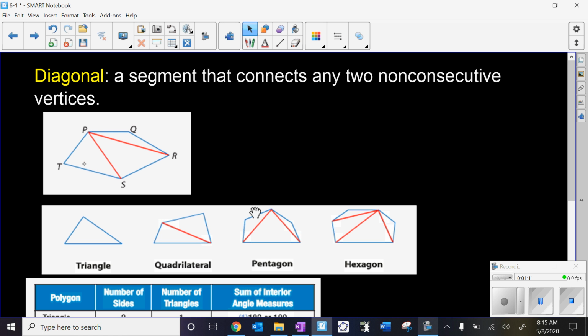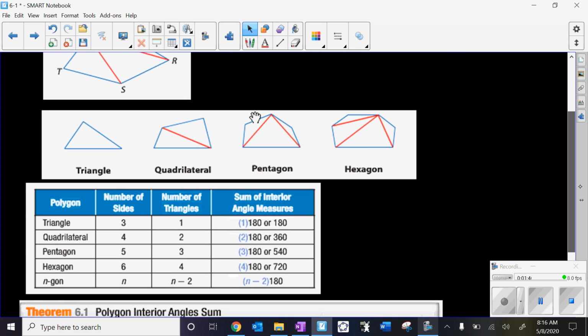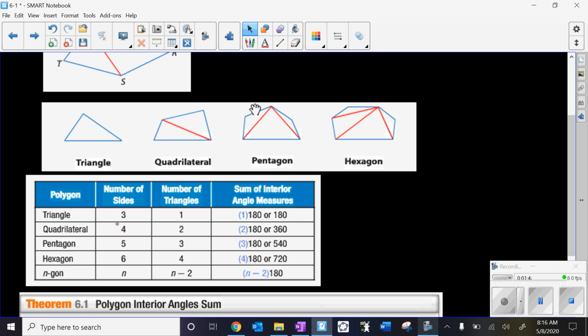And then once I find the number of triangles, I can just take that times 180, because we know that any triangle adds up to 180 degrees. So a triangle, obviously we already know has 180 degrees. A quadrilateral we can split into two triangles times 180 would get us 360. The next one, pentagon, we just said could be split into three triangles. And then a hexagon we can split into four triangles. Hopefully you're starting to see a pattern within this.